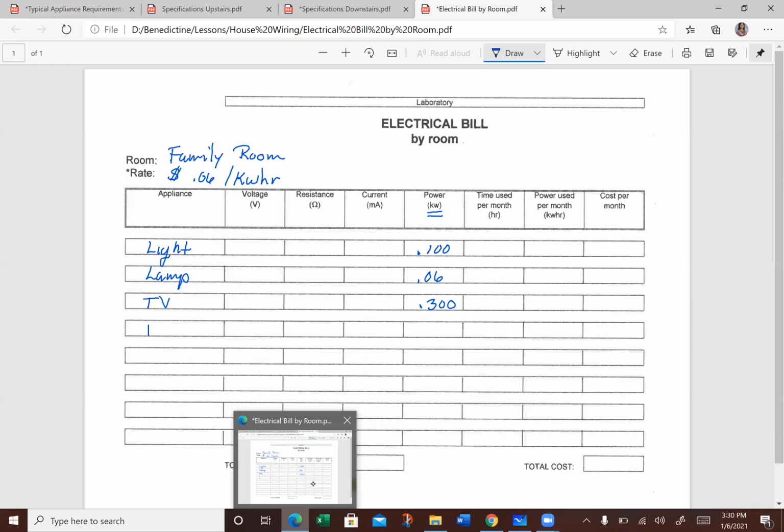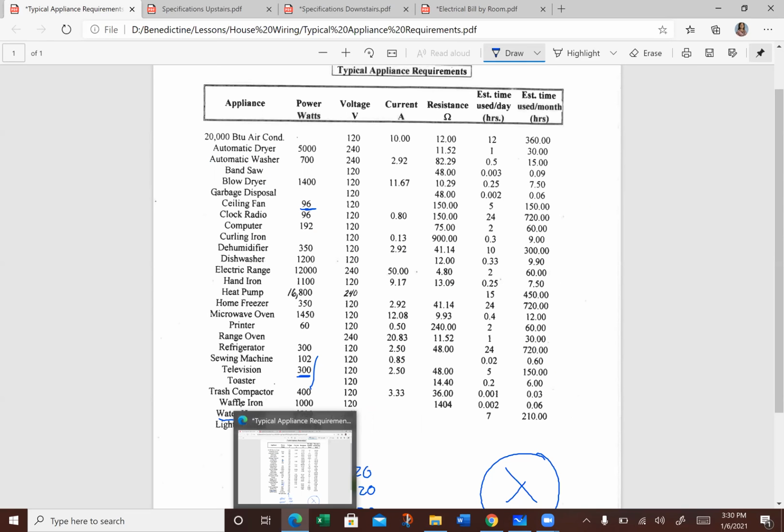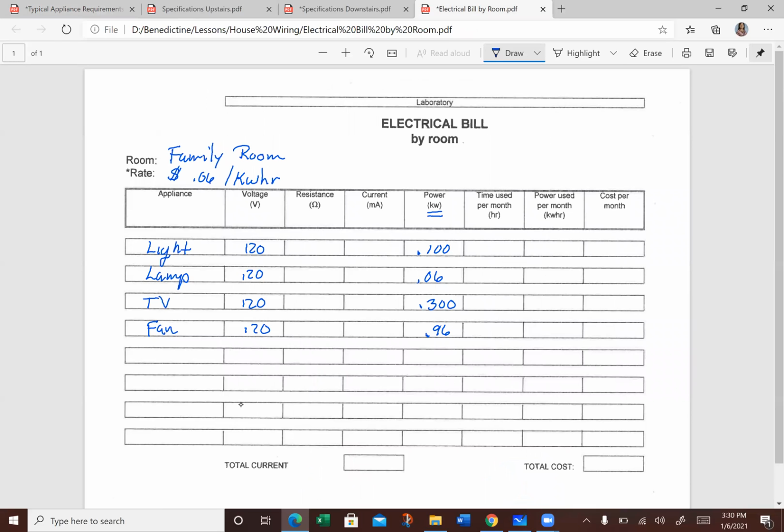So we have the fan, and it's 0.96, right? That's my watts. Everything here is 120 volts, 120 volts, 120 volts, and so on. And I think we also had the stereo, which, if you can't find an appliance on here, there is no stereo. You could use the clock radio, which would probably be similar. But if it's not listed here, you can look online for the wattage of one of those appliances to try to figure that out. All right, so that's where I will begin.